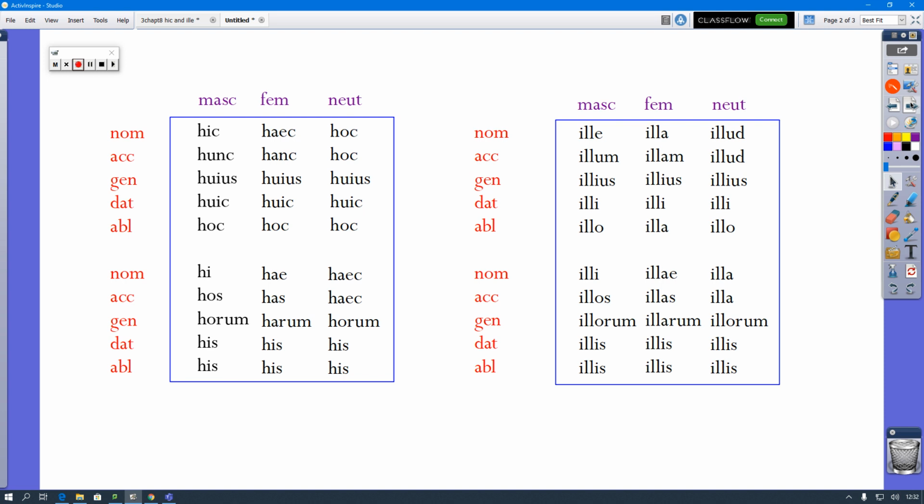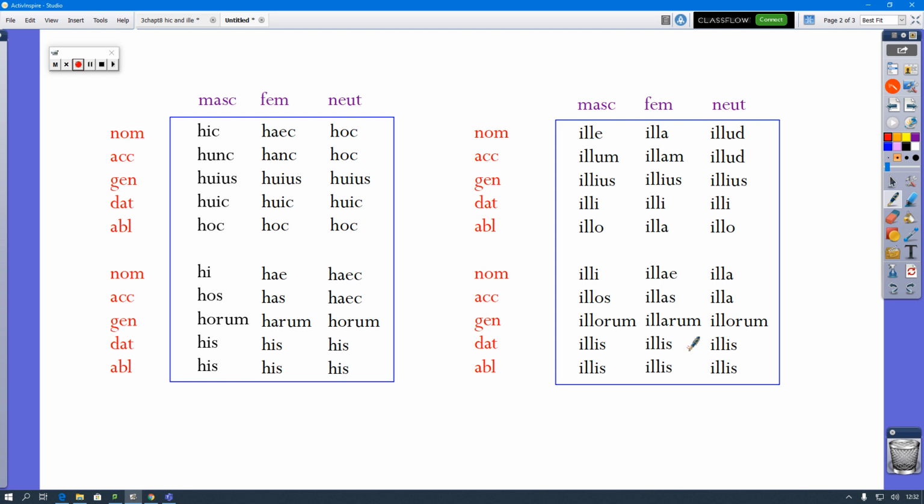One of the first things to look at would be that the plurals for both of these pronouns are actually just the same as bonus. So if you look at the plural in the masculine, domini, dominos, dominorum, dominis, dominis, puellae, puellas, puellarum, puellis, puellis, bellum slightly different, bella, bellorum, bellis, bellis. But with ille, it follows exactly the same as bonus.